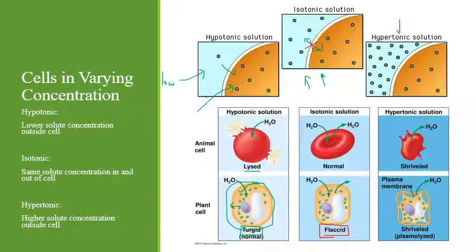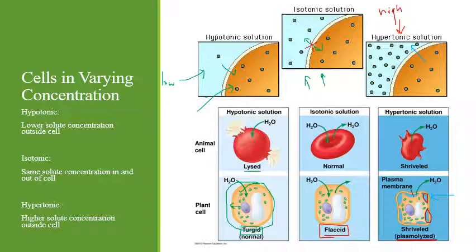And then in a hypertonic solution, we see that the concentration is higher on the outside. And so that will cause a net flow of water out of the cell and into the solution, which in an animal cell will cause it to shrivel, and in a plant cell it will also cause it to shrivel, but then we see that the cell membrane is pulling away from the cell wall here, and that means that it has plasmolyzed, and if it's done this too much, it will kill the cell.